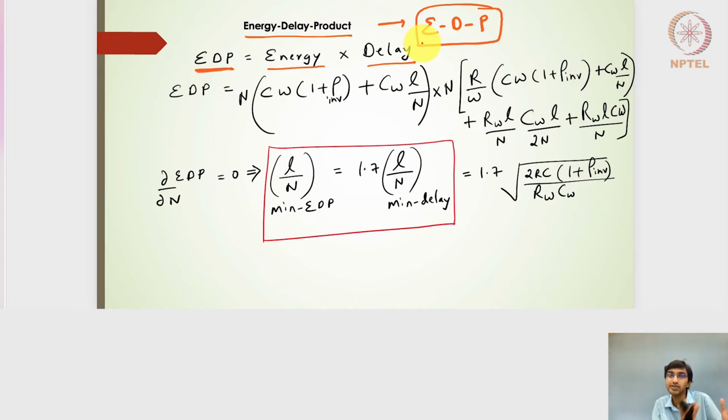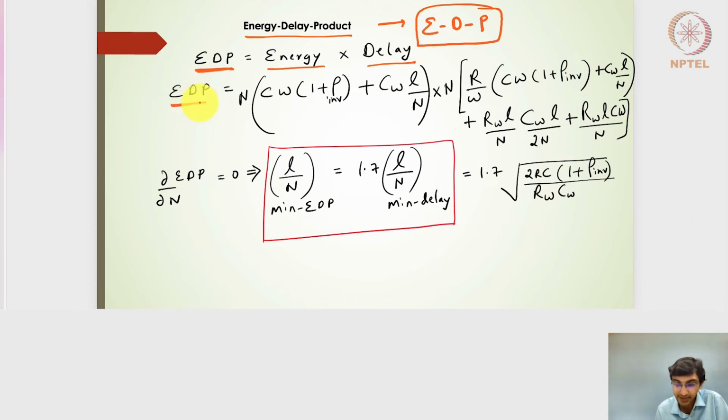So what we had estimated earlier was the propagation delay per unit length as well as the energy per unit length, the optimized width, and then the optimized L by N, catering towards the minimum delay. Now the same parameters we will try to extract for catering towards the minimum energy delay product. So hope that is clear.